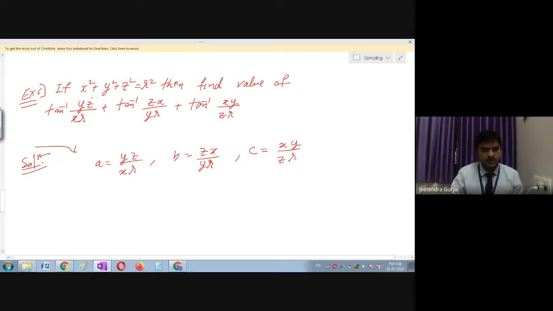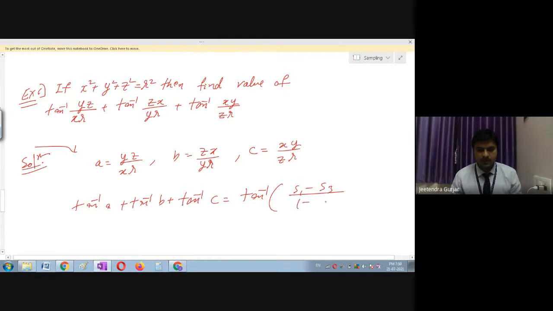So in this function, we can directly write like this. This equation can be written as tan inverse A plus tan inverse B plus tan inverse C is equal to, you have to remember this formula, students. This is equal to tan inverse (S1 minus S3) divided by (1 minus S2). This formula you have to remember, right?